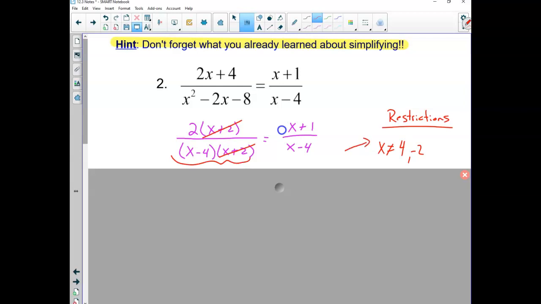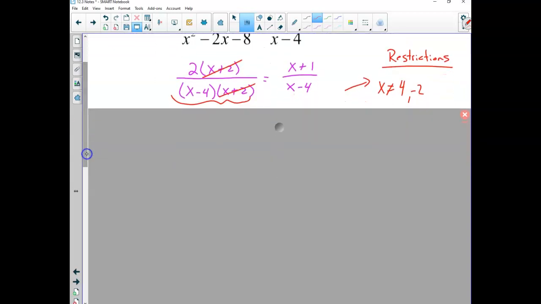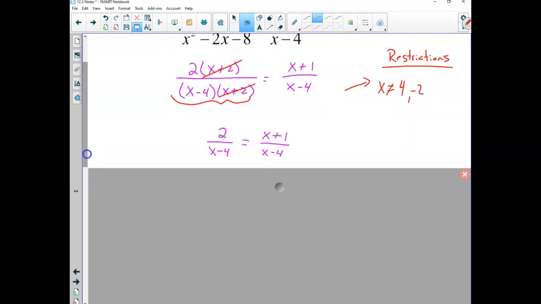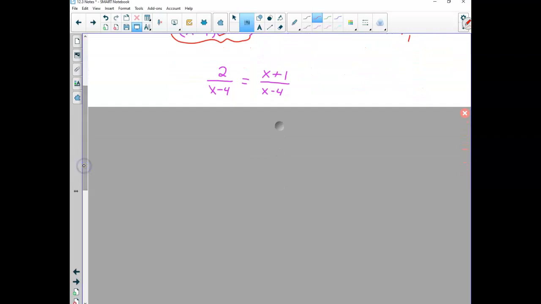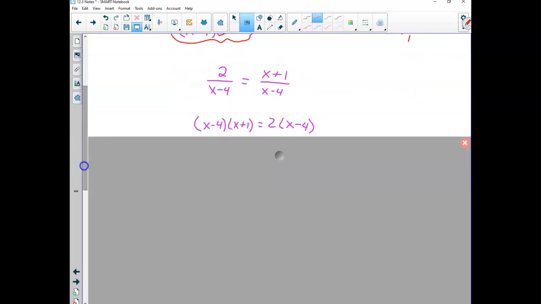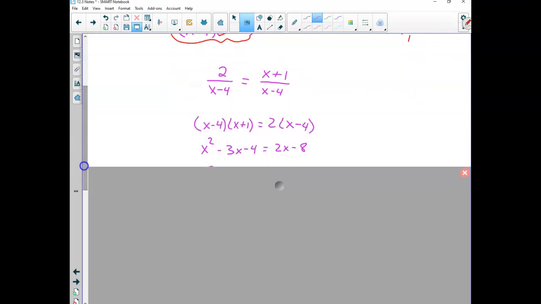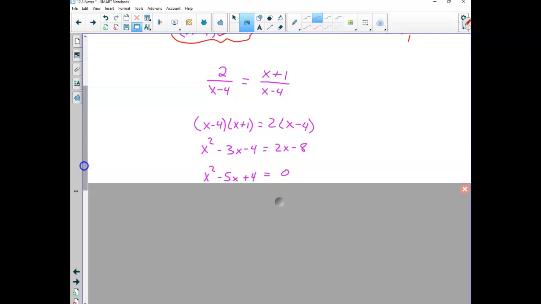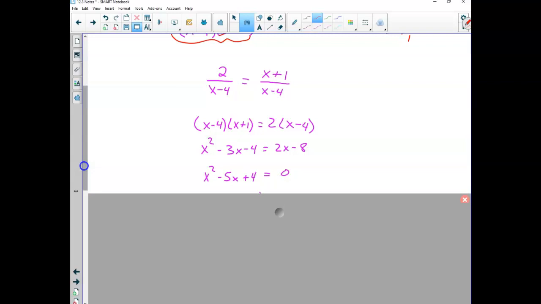I'm listing my restrictions as a list of possible solutions that need to be thrown out, all right? So then I cruise along here, and because I simplified that, now I have a whole new fraction. I actually have 2 over x minus 4 equals x plus 1 over x minus 4. Now I'm going to cross multiply those, and then expand them. And I'm like, oh boy, I got a quadratic. I better get it set equal to 0 and put all my like terms together.